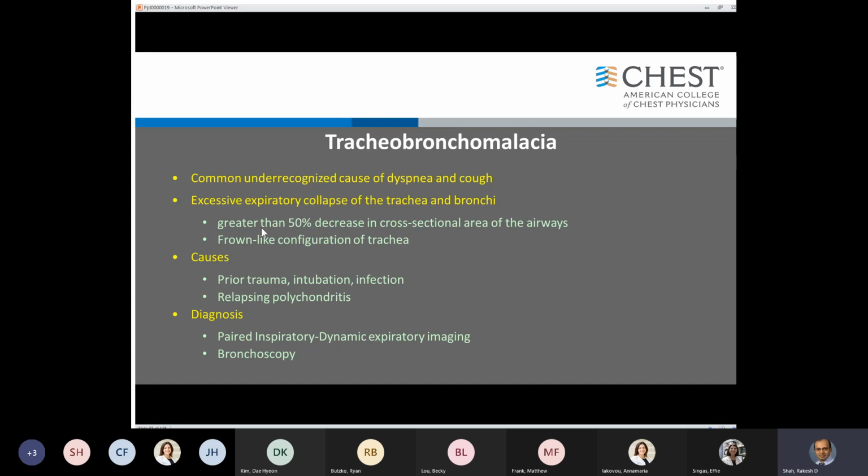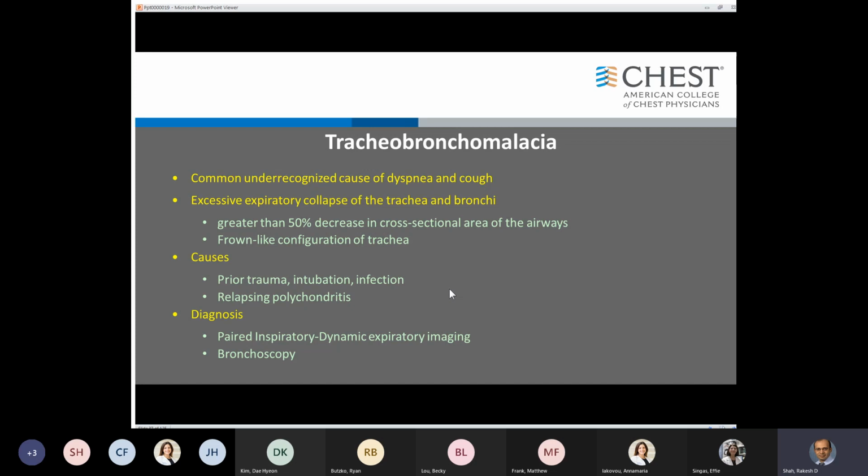The definitions have changed. I think today I should have changed it. It should be greater than 70% decrease in the volume of the airway. And the classic description is a frown-like configuration. Causes are usually from repeated trauma.